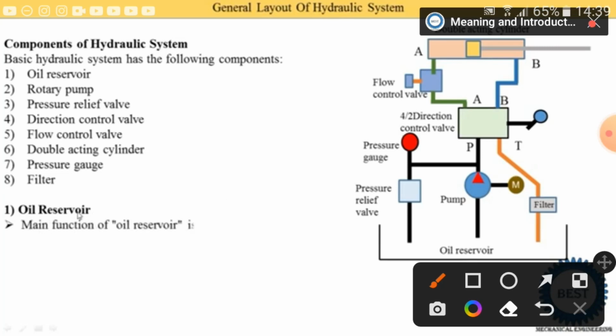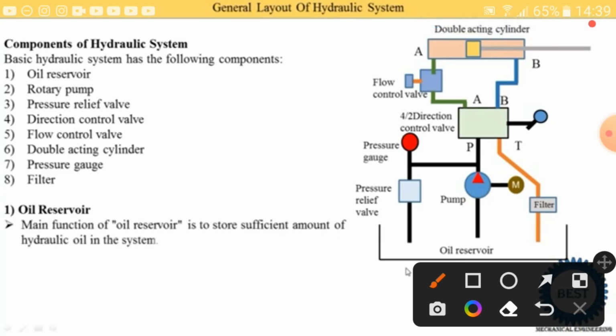Now we understand all the components in detail. First component is the oil reservoir. In this image you see at the bottom the oil reservoir is provided. The main function of the oil reservoir is to store a sufficient amount of hydraulic oil in the system. It is used for the storage of oil. In a bike or car we store petrol or diesel in the tank. Similarly, this is the storage place for the oil, because in hydraulic systems a liquid is used and generally we use oil as the liquid. In pneumatic systems we use air.